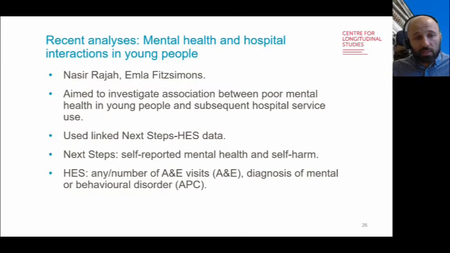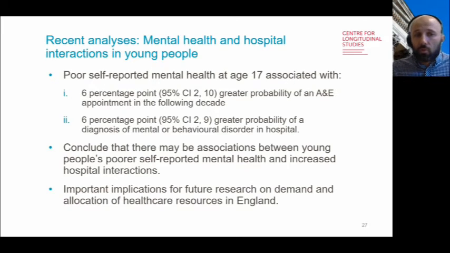Within the cohort data, these analysts were deriving measures of self-reported mental health and self-harm, and then also in HES looking at whether they had any, or counting the number of A&E visits using the HES A&E data set, and also identifying diagnoses of mental or behavioural disorder using the APC data set. And then they found that poor self-reported mental health at age 17, so in the cohort data, was associated with a greater probability of A&E appointments in the following decade, and also with a greater probability of a diagnosis of mental or behavioural disorder in hospital.